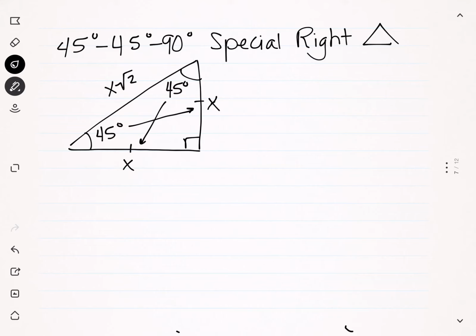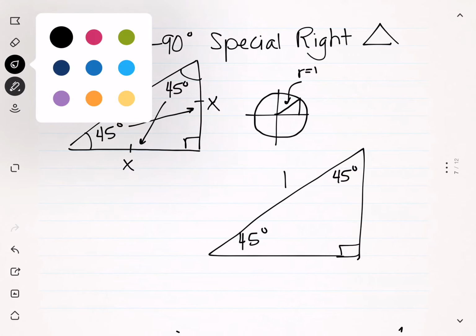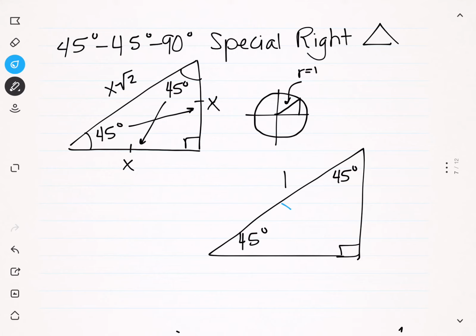Okay? So think about, here we have our unit circle, and we're at 45 degrees here, and our radius is equal to 1. Okay, so we're going to pull that triangle out, and we're going to solve it. So we're going to assume that the hypotenuse is 1, and we have two 45-degree angles. Okay, so let's see, I'm going to write the theorem inside of here. So the hypotenuse is x root 2, and then these sides are x. So we need to find x.